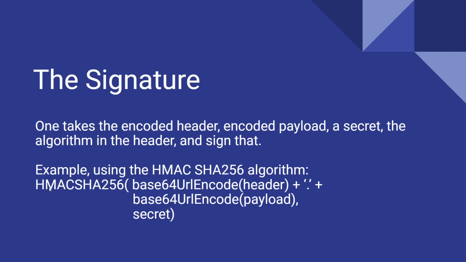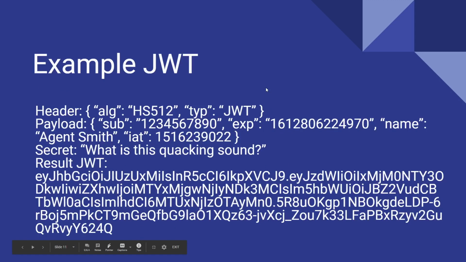The signature involves the algorithm you are going to use, and you input the base64 URL encoding of the header plus a dot plus the base64 URL encoding of the payload, and then you insert the secret phrase you want to use to sign your token.